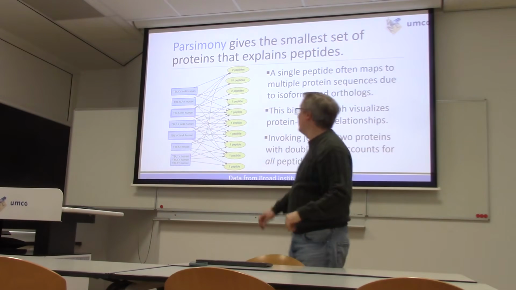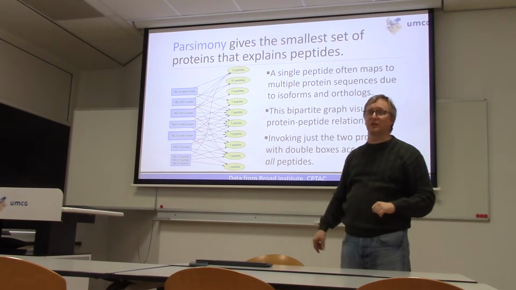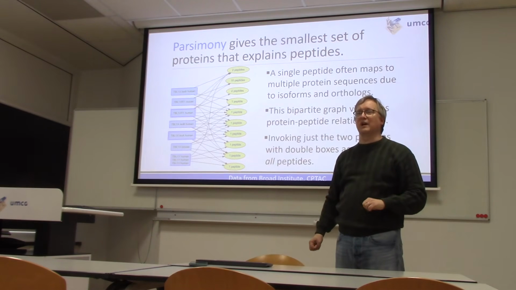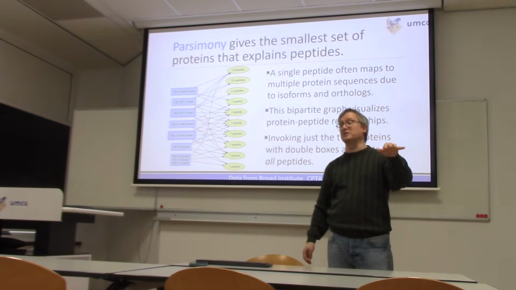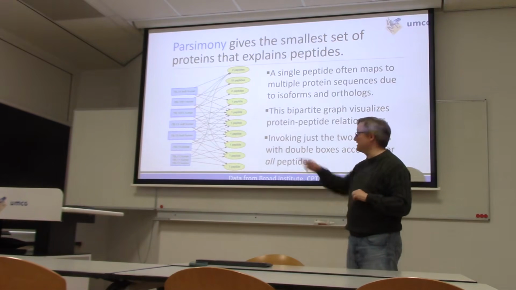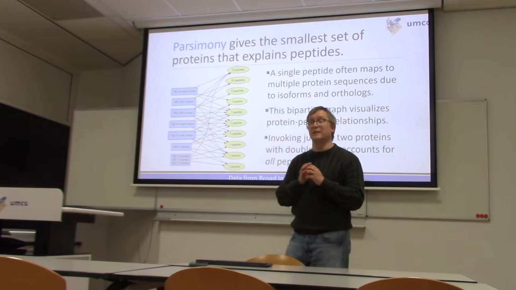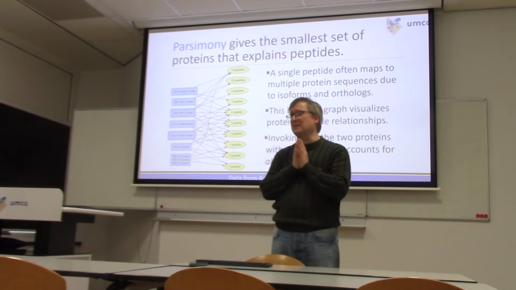Now I've drawn an arrow from some of those boxes to some of those bubbles at the right. Those arrows say this protein could be used to explain the appearance of these peptides. This is kind of a nasty situation, actually. This is data from a xenograft. Has anyone heard of a xenograft?